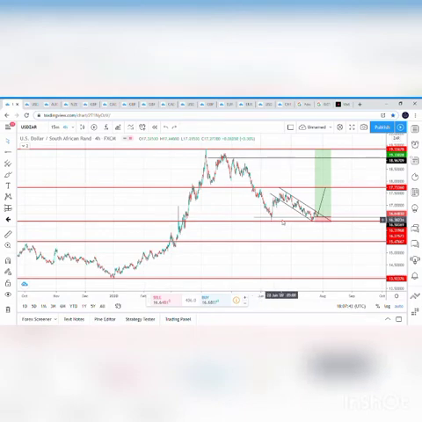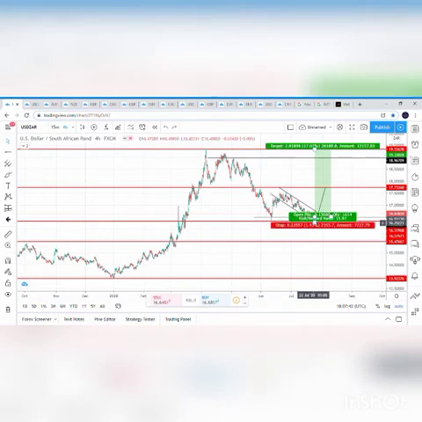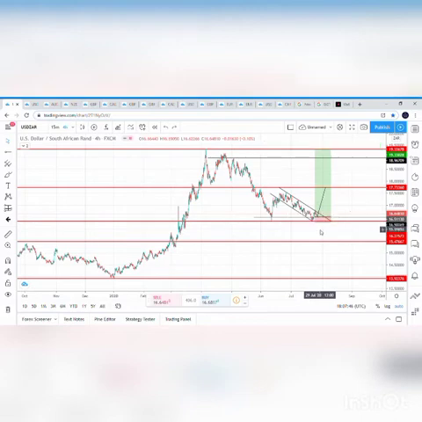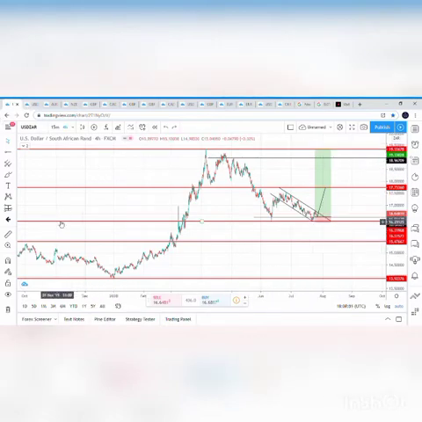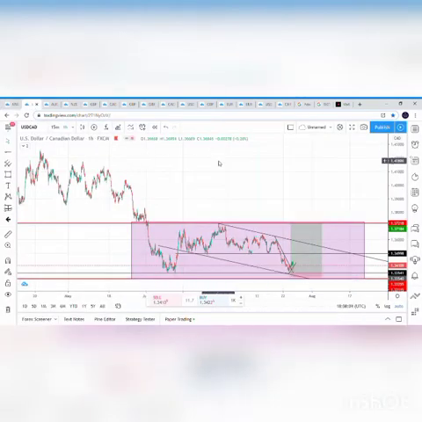If it breaks this support, if this market comes down from here and breaks this support, then we test this zone and start coming down. Then we'll know that USDZAR is no longer valid. It's going down. That means our buy setup is wrong. And for this one, how are we going to know it's invalid as well? If it breaks this major support and starts going down.